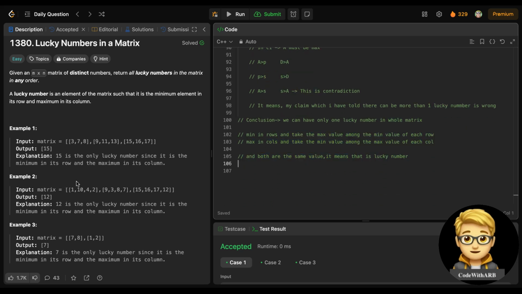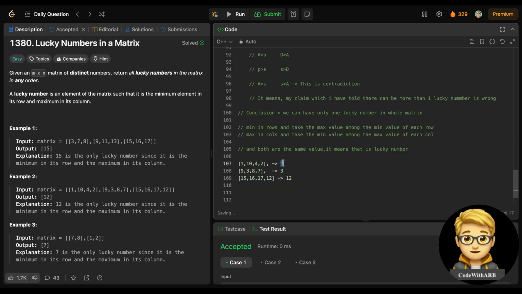So let's verify it by taking an example which I have told you. Let's take this as an example. If you see what I have told you, I will take the minimum. Within this, one is minimum, in this, three is minimum, and in this, 12 is minimum. And then I will take the max of all of them.